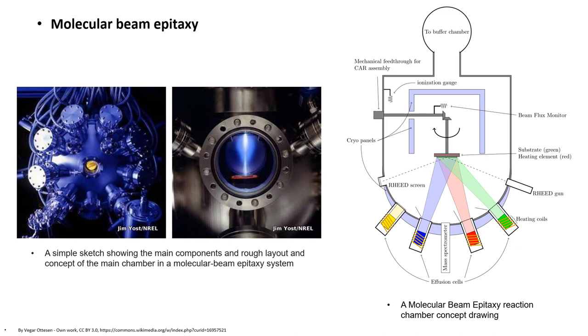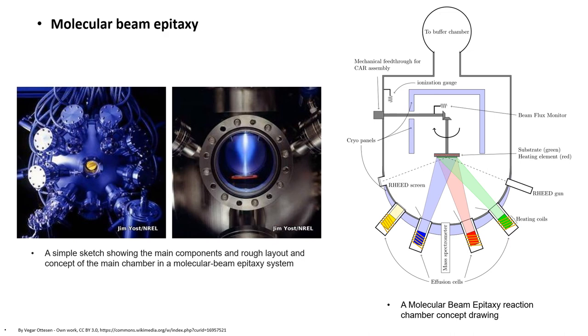Controlling the temperature of the source will control the rate of material impinging on the substrate surface, and the temperature of the substrate will affect the rate of hopping or desorption. The term beam means that evaporated atoms do not interact with each other or vacuum chamber gases until they reach the wafer due to the long mean free paths of the atoms.